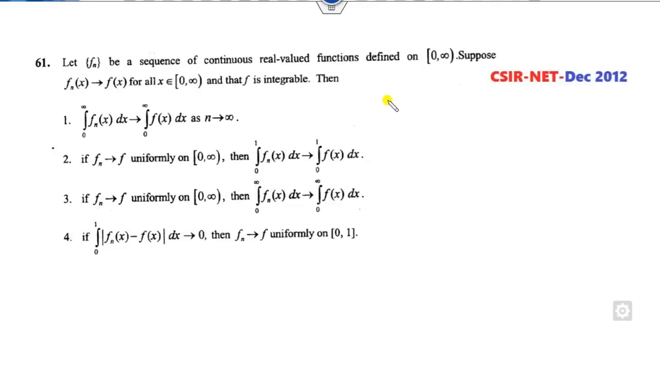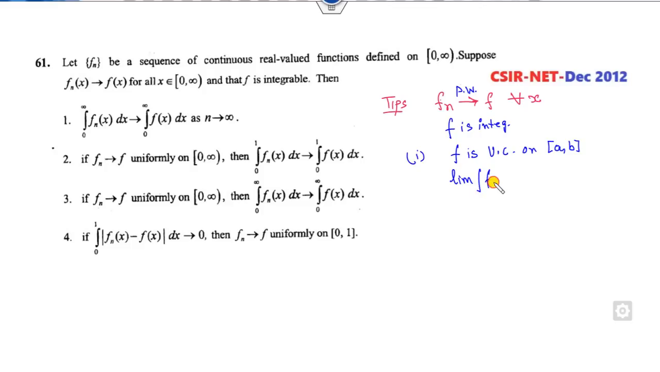Okay, now this is the most important thing for you. Fn converges to L for all x. It is not uniform, it means this is pointwise. Now f is integrable. Fine. So what is the tip for you? Remember always, if f is integrable and Fn is uniformly convergent on the closed interval [a,b], then only can you say the limit of the integral of Fn equals the integral of the limit. Remember, on the closed interval.